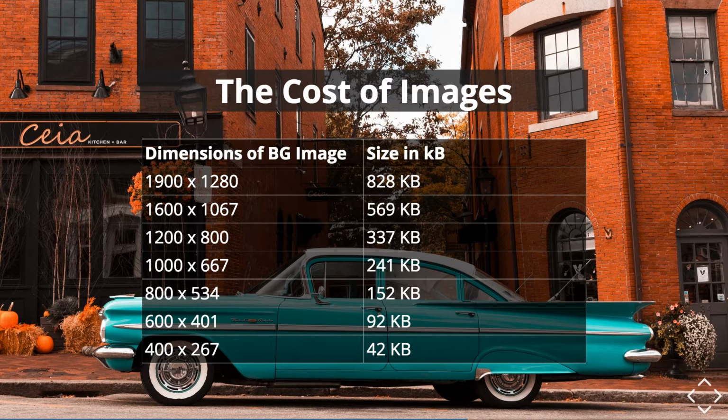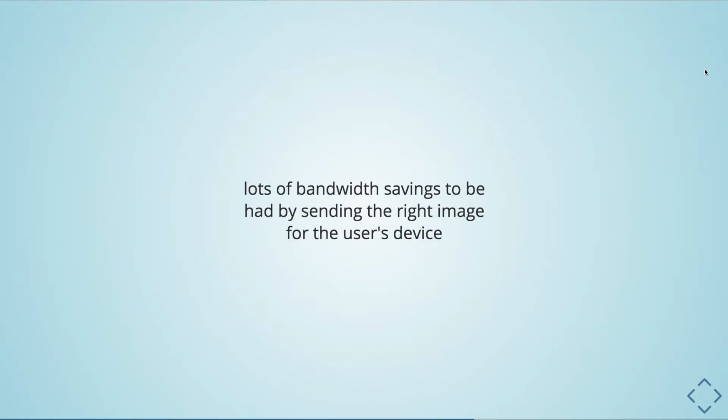For example, this background image: at 900 by 1280, it's 828. I won't read them all, but the very lowest one goes down to 42K. Still not that 30 that we talked about earlier. But the gist is, even the difference between 1900 and 1600 is saving you like 300K. That means something. Pictures especially have a very high cost, so there's a lot of bandwidth savings to be had by sending the right image for the user's device.